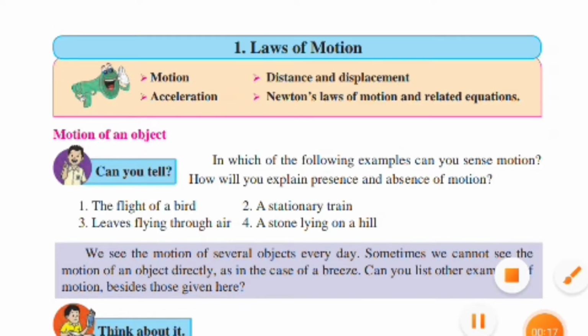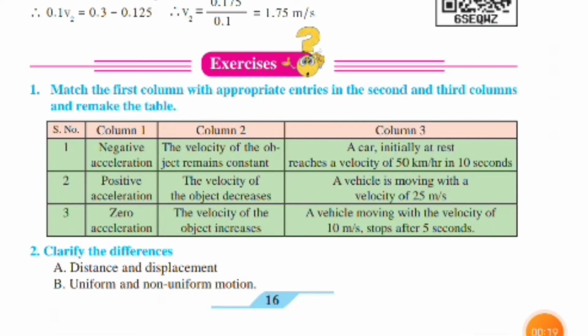So let's get started. Students, we are on the exercise. Our first question is: match the first column with appropriate entries in the second and third columns and remake the table. So you have to remake the table.